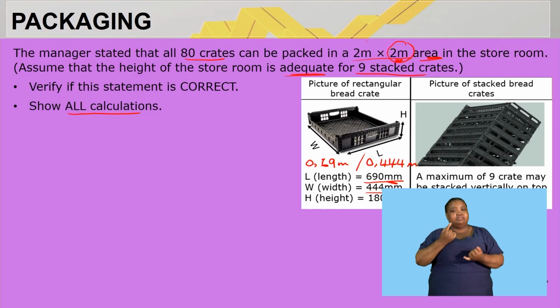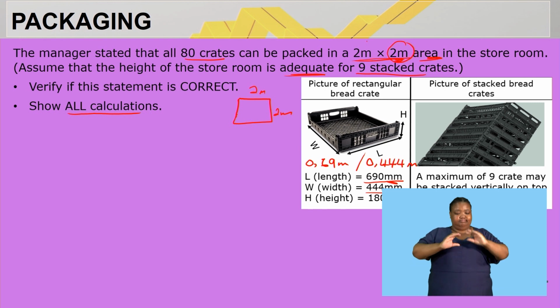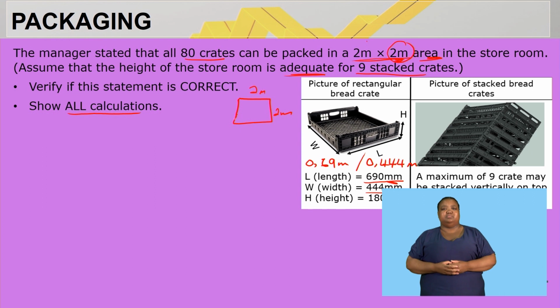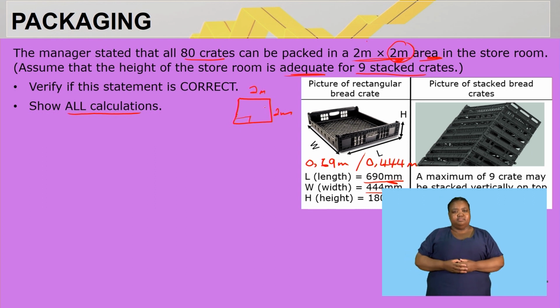Okay, so now I will check. Remember, this is what we are saying. There is the storeroom, and it's 2 meters by 2 meters. So we would like to see, first of all, lengthwise, how many can be stacked. So basically, we'll see how many can be stacked like this, and then obviously, how many can be stacked if you look at it like that. Are we clear? So it's always important to understand the question. And then we must know it must be stacked on top of each other, 9 of it as indicated there.